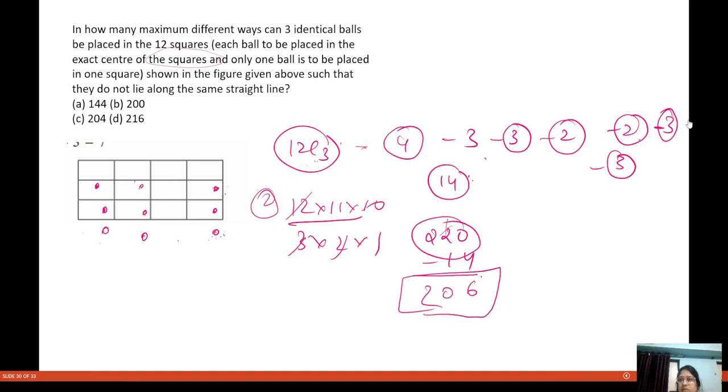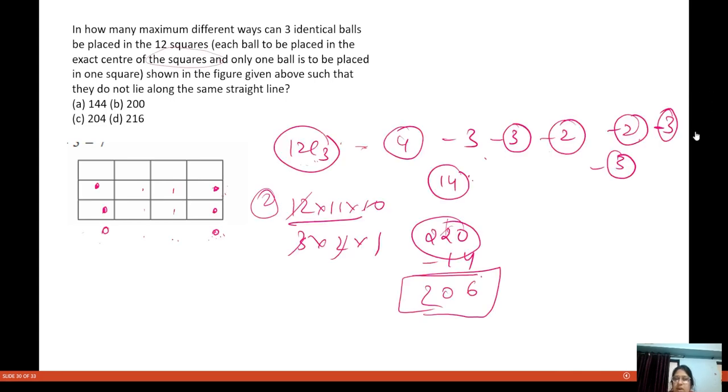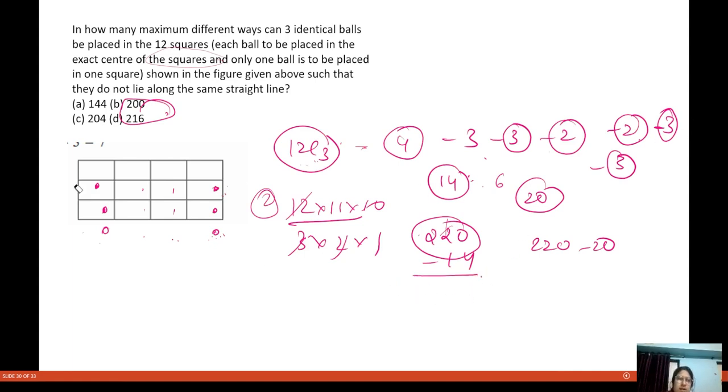So what is the condition? This condition. We are putting one ball here, one ball here, and one ball here, and then one ball here and one ball here. These are the conditions we need to eliminate. So how many conditions are we getting now? Now you are getting six more here, so you have to just subtract 20 from here. So 220 minus 20 will come to be 200. Luckily, I forgot to count some, so my answer came wrong, but that answer was not in the options, so I could recheck it.